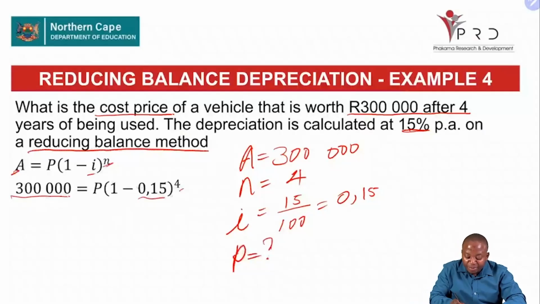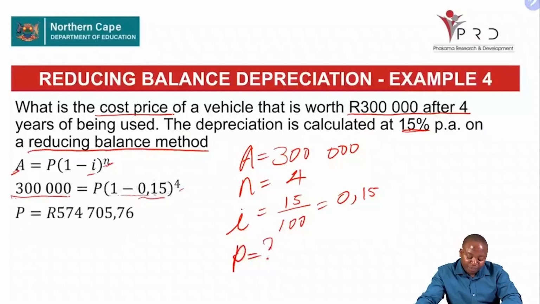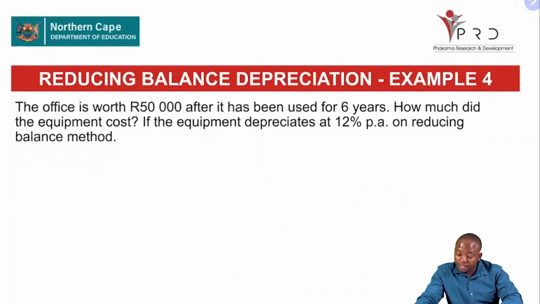We divide by what is in the bracket on both sides. Then what we get is P as 574,705.76. So in this case, we are saying the cost price of the vehicle was 574,705.76, right?